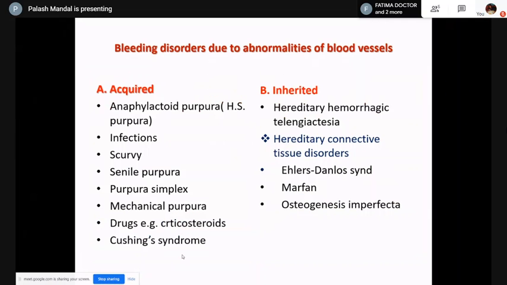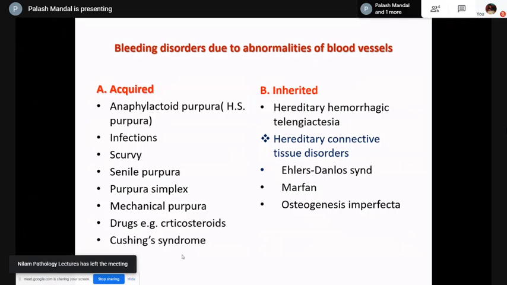Now coming to the bleeding disorders, you see there are two terms. They may look similar, but they are slightly different. One is the bleeding disorders, which relate mostly to the abnormalities of the blood vessels as well as the platelet disorders. And second is the coagulation disorders, which is basically due to the deficiency of coagulation factors. Okay, so first we start with the bleeding disorders.